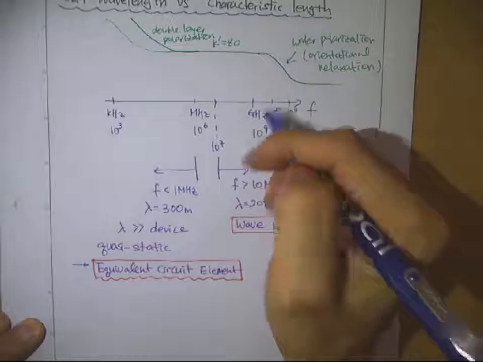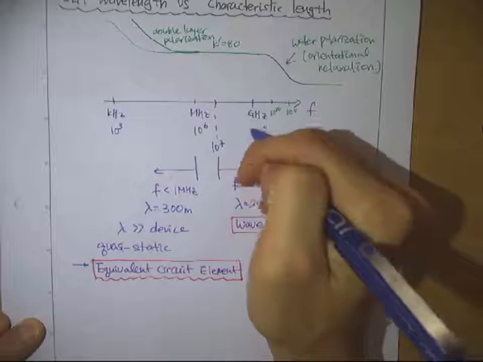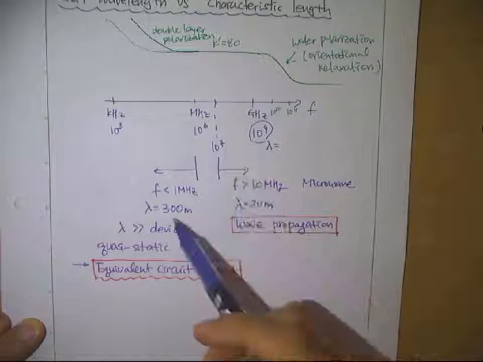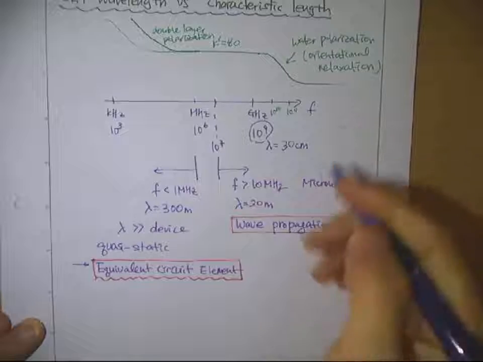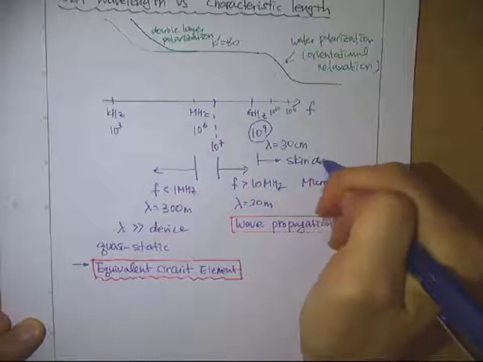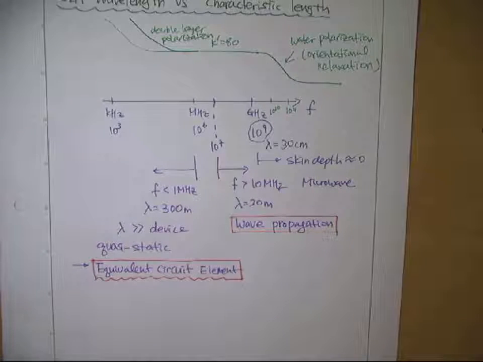But here, when the frequency is 1 gigahertz, what's the wavelength? Wavelength is around 30 centimeters. So above this one, the skin depth is almost 0. Skin depth means the penetration depth of the electromagnetic wave.